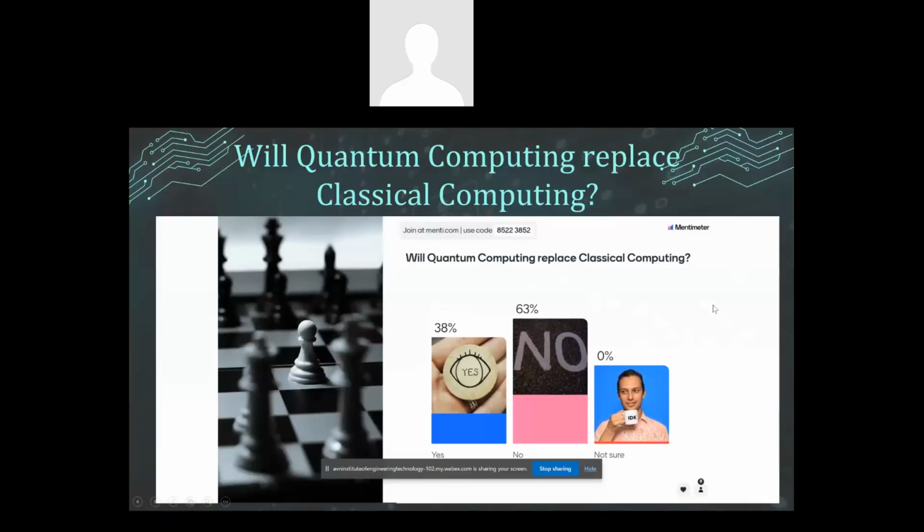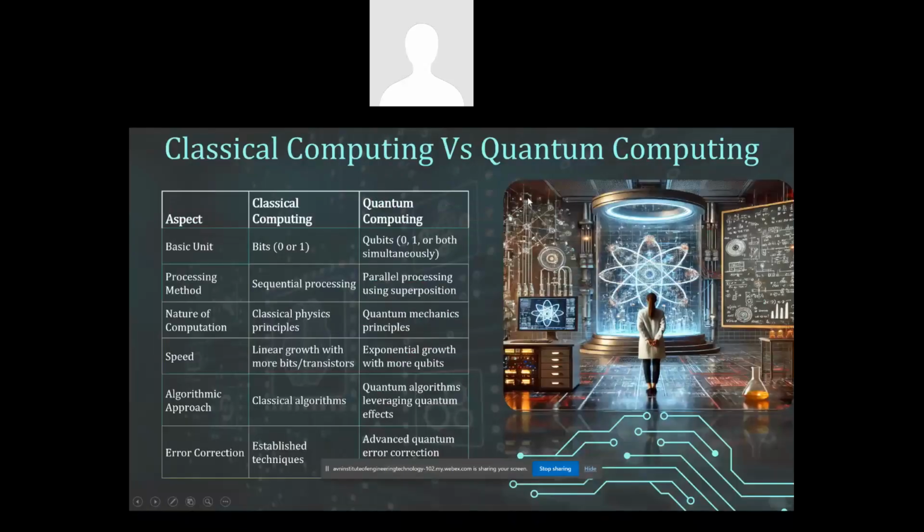Okay, so we'll see some basic differences based on aspects, how quantum computers are different from classical computing. The basic unit in classical computing is bits, zeros and ones. In quantum computing, it's qubits. Here also it will be zeros and ones, but in both states simultaneously. That is the major difference. And then the processing method: classical is sequential processing, while in quantum, it's parallel processing.